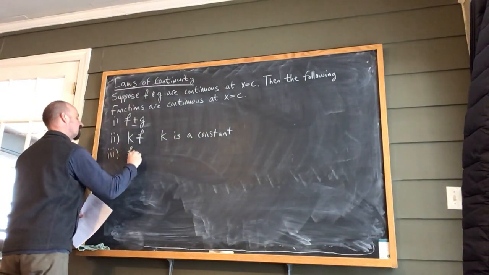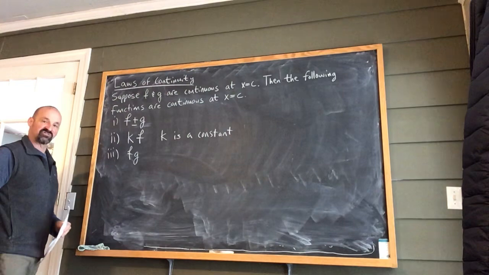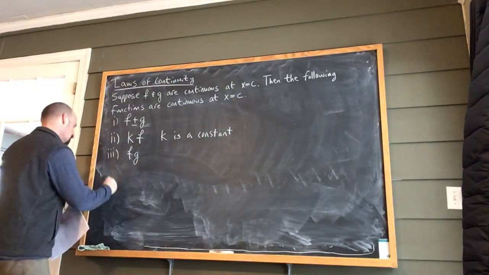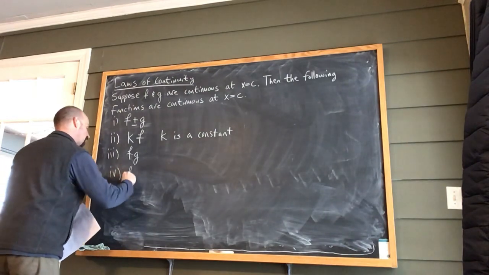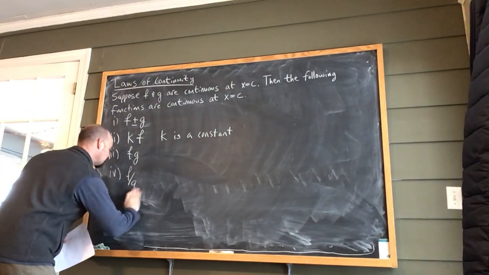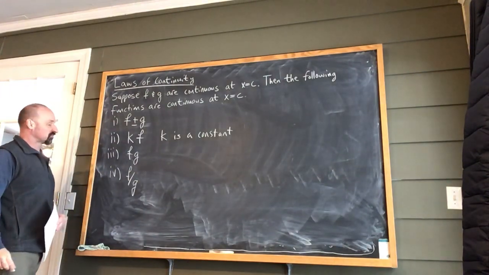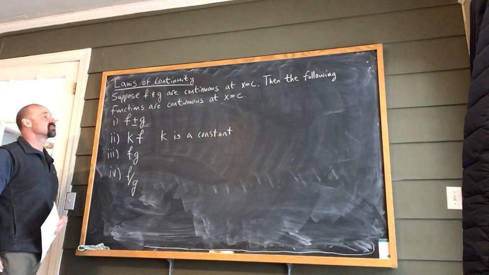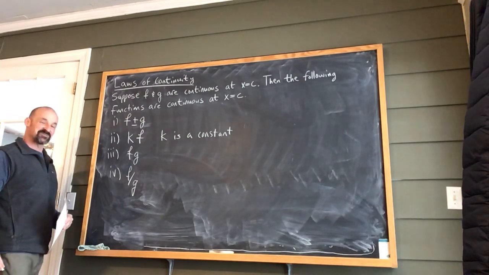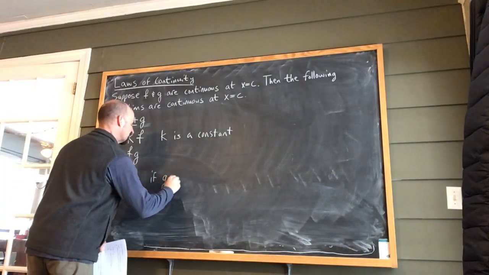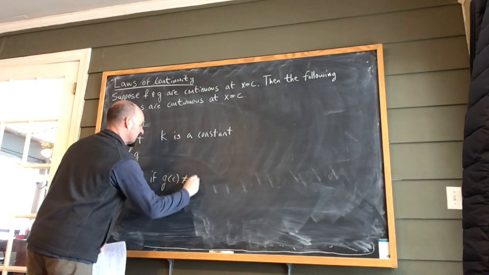The product function f times g would be continuous at x equals c if both f and g are continuous at c. The quotient function, f over g, is continuous at x equals c if f and g are continuous at x equals c. And, of course, we have to stipulate that g of c cannot be 0.